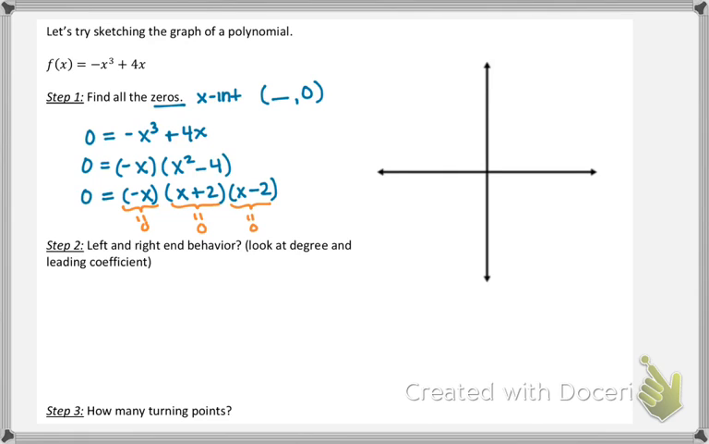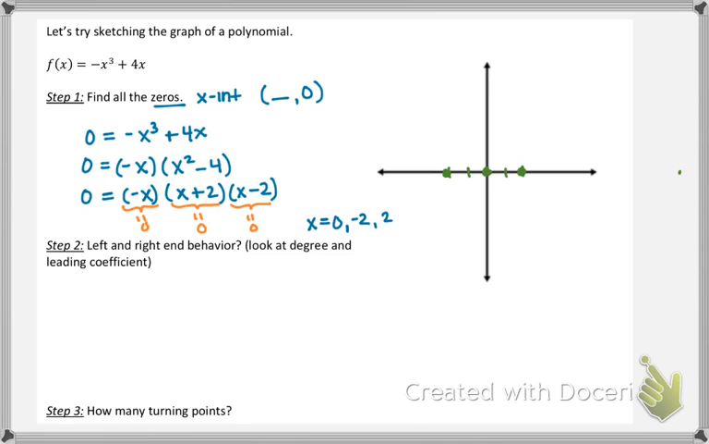So we know that x could be 0, x could be negative 2, or x could be positive 2 if we set each factor equal to 0 and solve for x. So that means I have an x-intercept at 0, I have an x-intercept at negative 2, and I have an x-intercept at positive 2. So when I draw my graph, it has to hit all 3 of these points, these zeros.